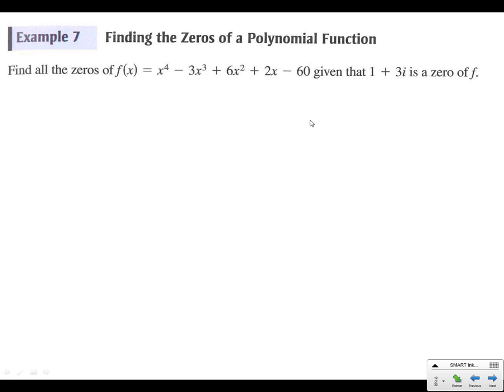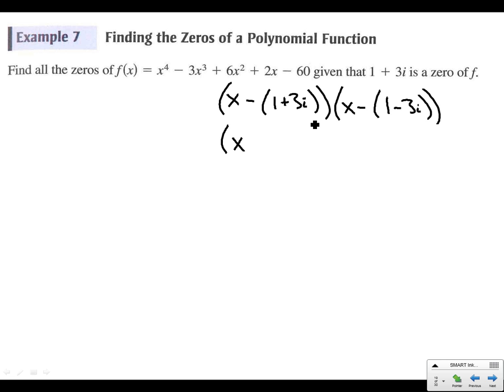Alright, example 7. Let's go ahead and see if we can find all the zeros if they tell us one complex zero. So we know right away that x minus 1 plus 3i is a zero. Because of those conjugate pairs, we also know that x minus 1 minus 3i is another one. So if we go ahead and multiply this all the way out, I'm going to distribute first.